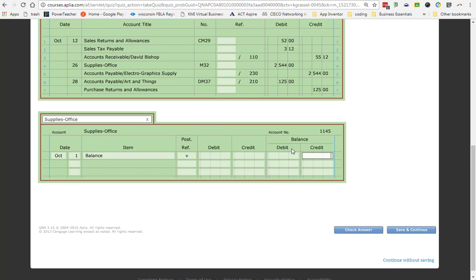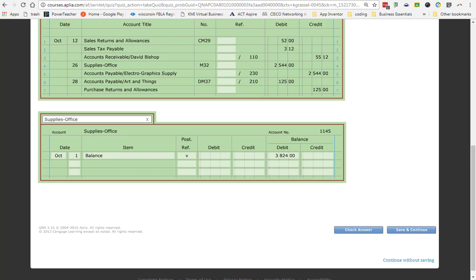I didn't hear anyone. How do you know? Yes, that's it exactly. It's an asset. It has a debit normal balance. So I have to go in the debit balance, and I'm going to put in the balance of $3,824. Good job, Nick. So instruction number 1, check, check, we're good.